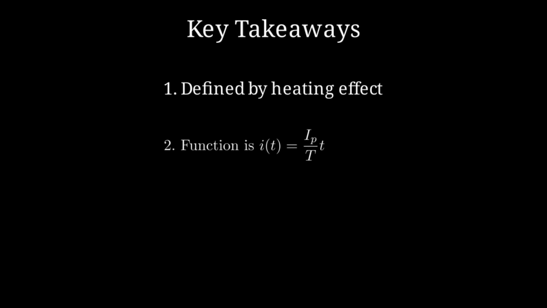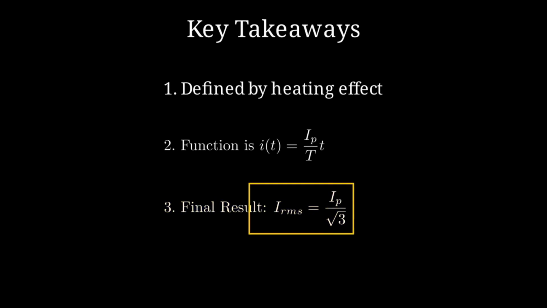To summarize, calculating the RMS of a sawtooth wave involves squaring the linear function, averaging it over the period, and taking the square root, resulting in peak over root 3.